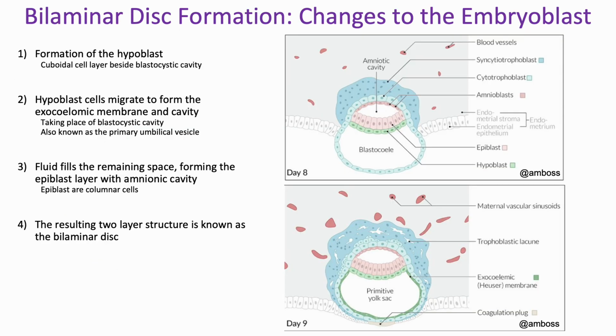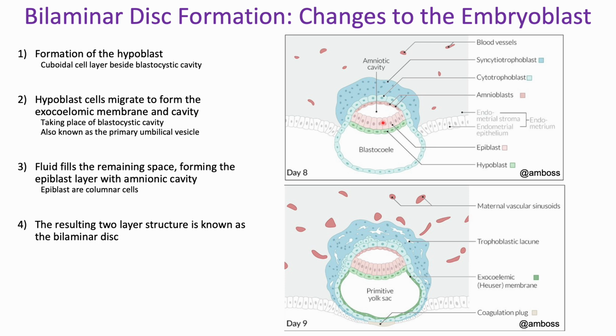So we started with the blastocyst, which we just saw. Now we need to form the bilaminar disc. How this happens is we first form the hypoblast. The inner cell mass is going to have a layer that forms cuboidal cells directly in association with the blastocystic cavity. This is going to be called the hypoblast. Right above that, we have a layer called the epiblast that is forming.